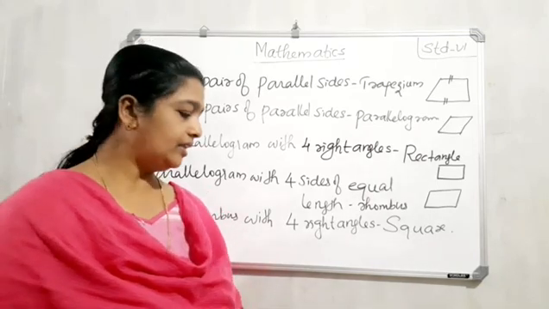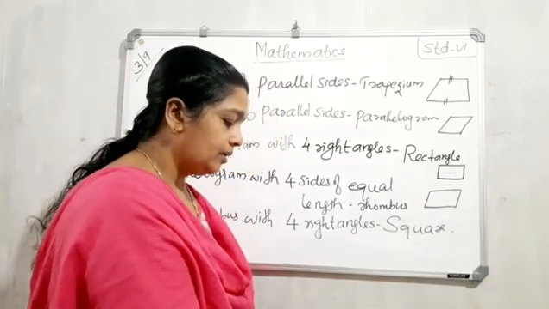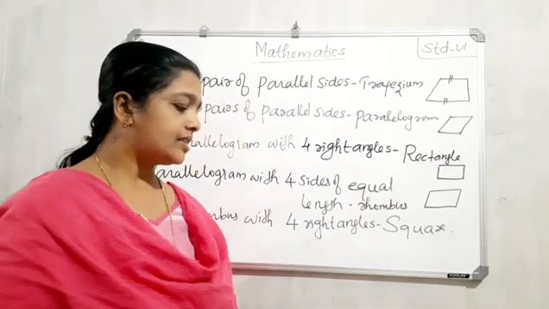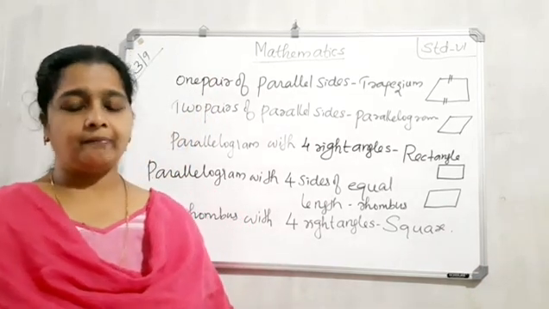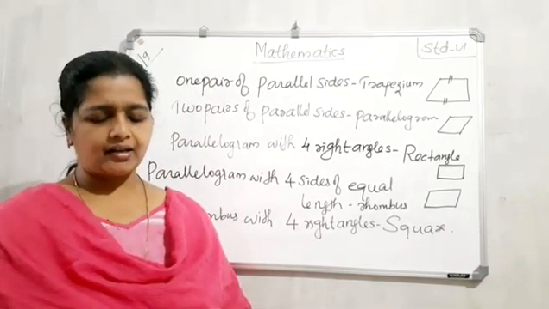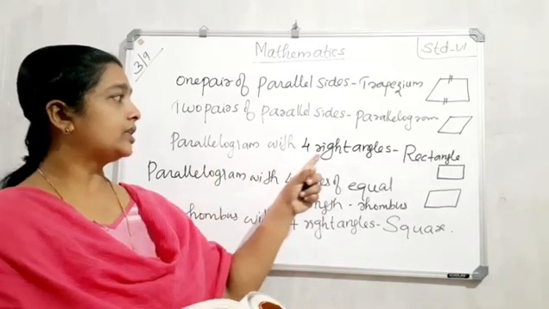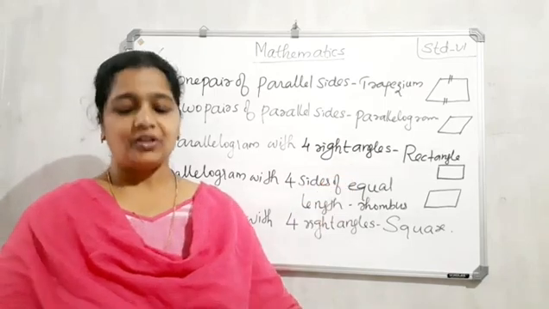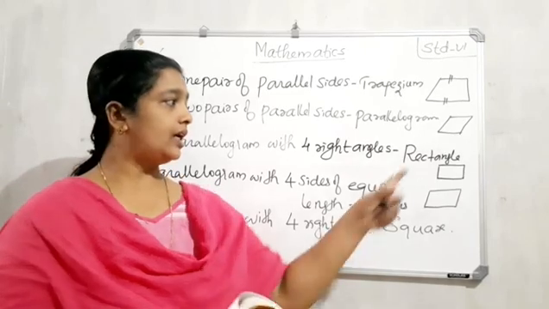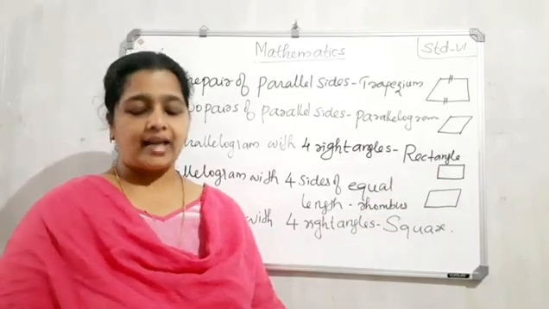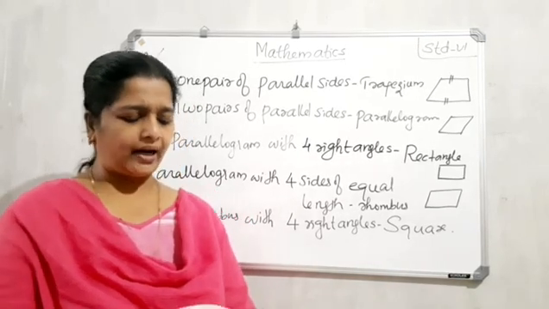Understand? Then next, page number 106. Say true or false. First question: each angle of a rectangle is a right angle. We studied rectangle, a parallelogram with four right angles. So the answer is true. Next: the opposite sides of a rectangle are of equal length. Here opposite sides are equal. That is true.